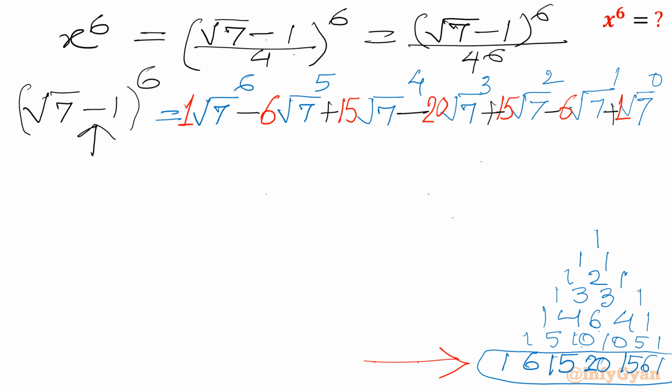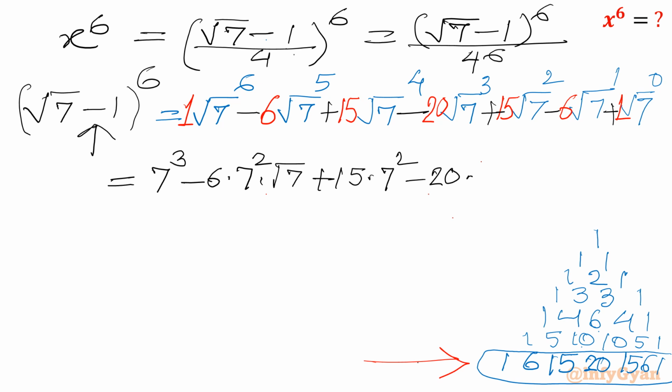Now we have to simplify RHS. I will write root 7 power 6. It will be 7 cube minus 6 times root 7 power 4 times root 7 power 1. So I will write 7 square times root 7 plus 15 times 7 square minus 20 times root 7 square is 7 times root 7 plus 15 times root 7 square is 7 minus 6 root 7 and then plus 1.